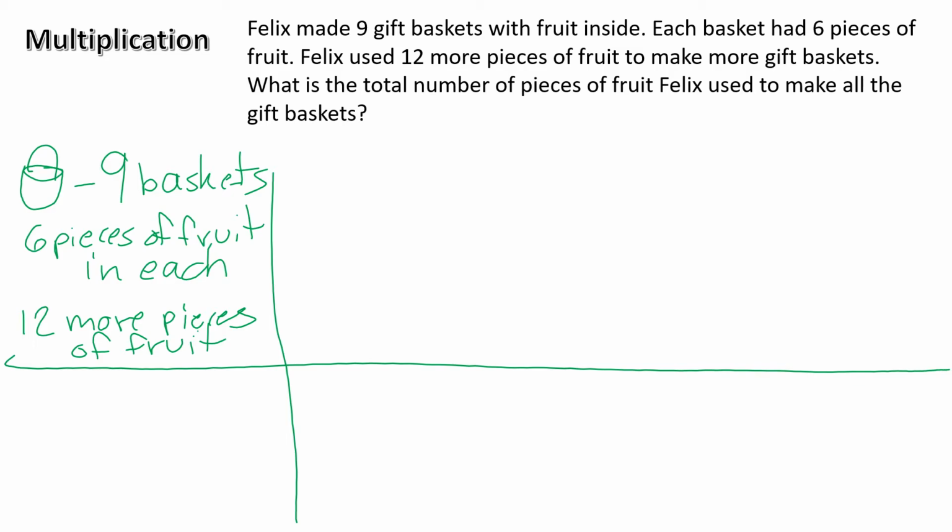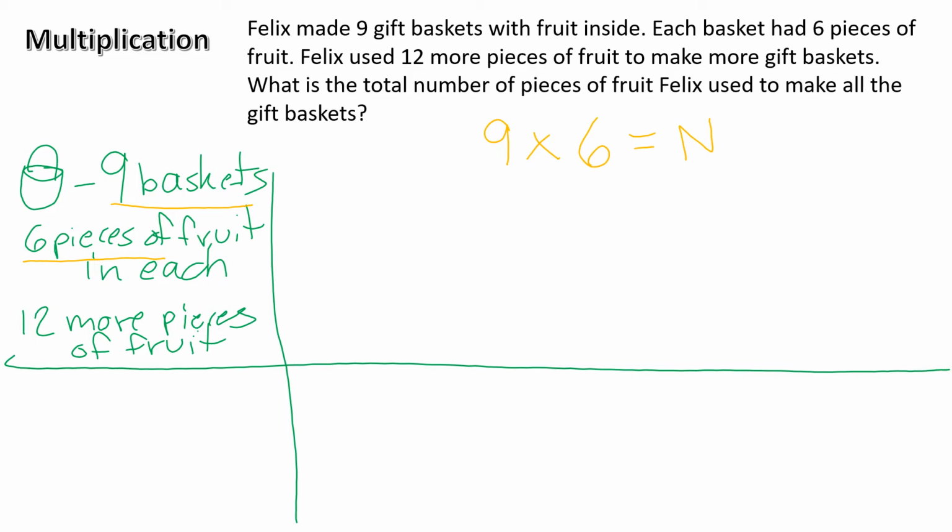So my first step was to visualize the problem and record the important information in this first box. So you can see that I know that there are 9 baskets, there are 6 pieces of fruit in each, and then there are 12 more pieces of fruit added after the fact. So now I need to do the first step. I need to take the 9 baskets with 6 pieces of fruit in each and turn that into a multiplication sentence. So that would be 9 groups of, or times, 6 equals n.